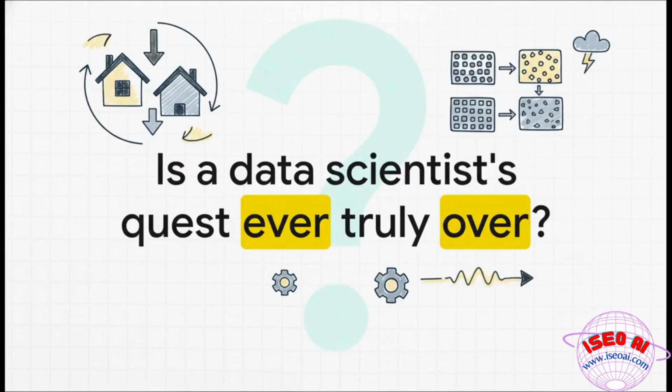But here's a final thought to leave you with. We built the model. It works great today. But what about tomorrow? The housing market is always changing, new data is always coming in, and models can go stale. Which leads to the real question. In a world that never stops changing, is a data scientist's quest ever really over?